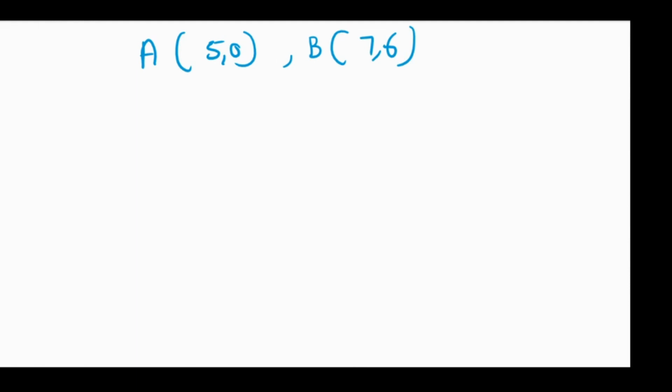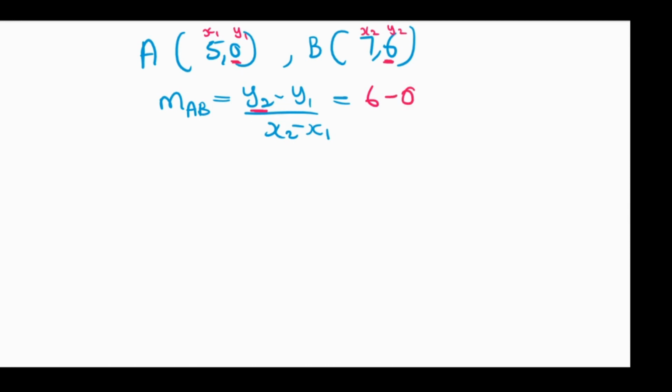To find the equation through these 2 points, let's first find the gradient of AB, which is y2 minus y1 over x2 minus x1, right? So let's say this is x1, this is y1, and this is x2, this is y2. So instead of y2, we're going to write 6, and y1 is 0, so it's 6 minus 0, divided by x2, which is 7, minus x1, which is 5. So your gradient here is going to be 3 if you punch your calculator.